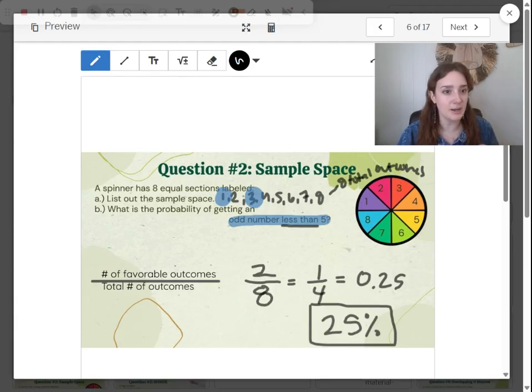Remember, an odd number is not divisible by 2, right? Everything else is even, divisible by 2. So odd, less than 5, not including 5, not less than or equal to, just less than, below 5.